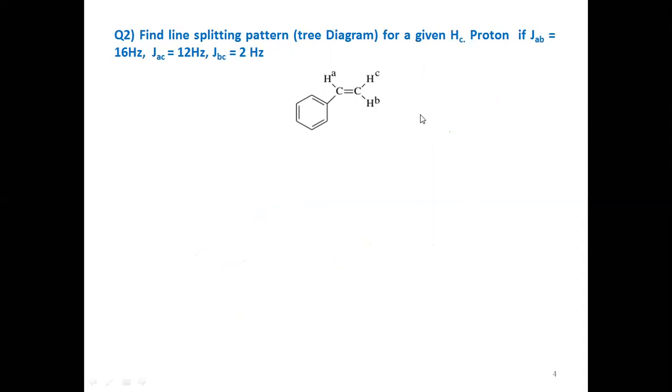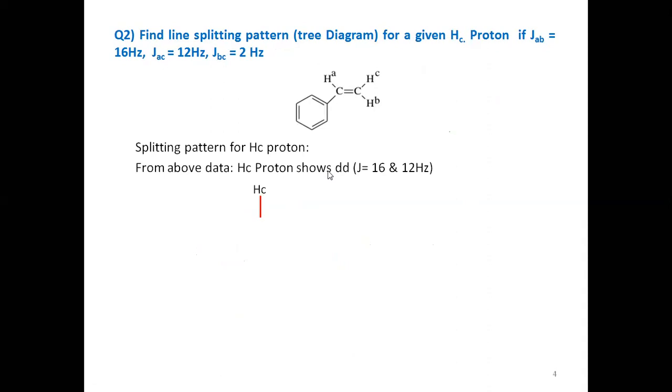So you are asking about the HC proton. HC proton having again the same splitting. So for HC, it shows a signal as a doublet of doublet with J equal to 16 hertz and 12 hertz. Yes, correct.